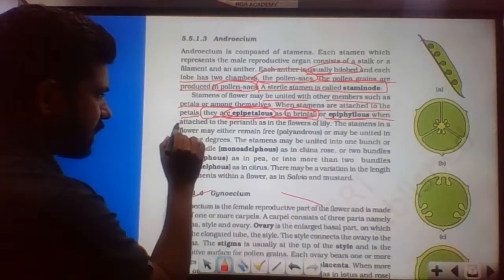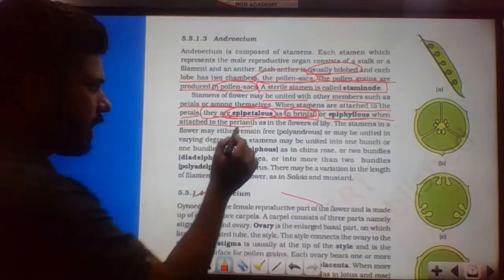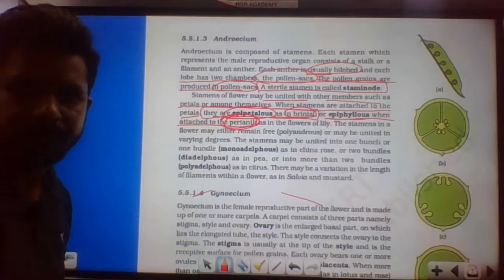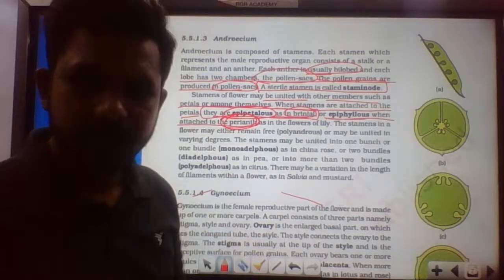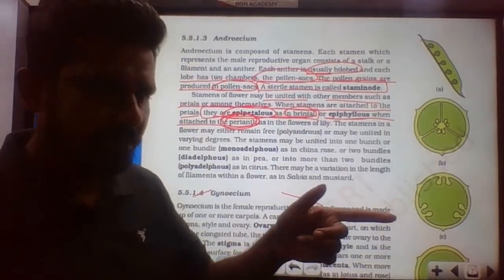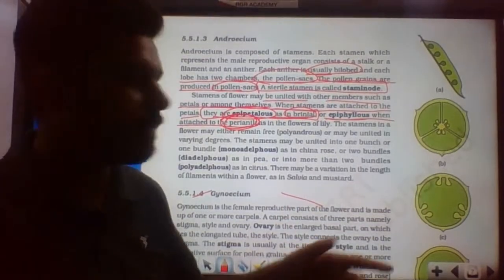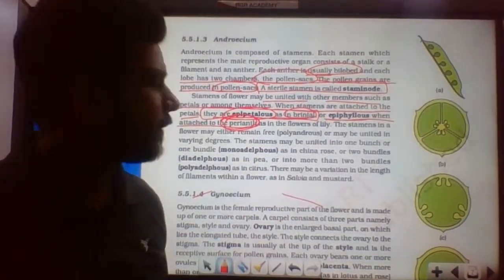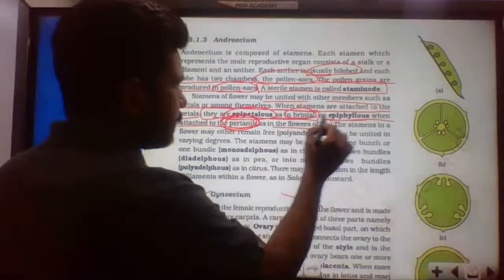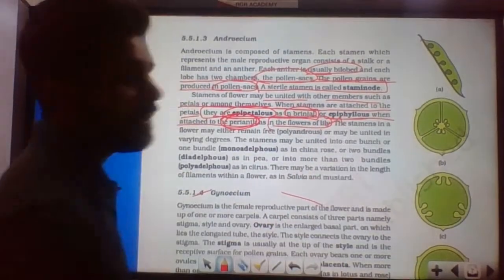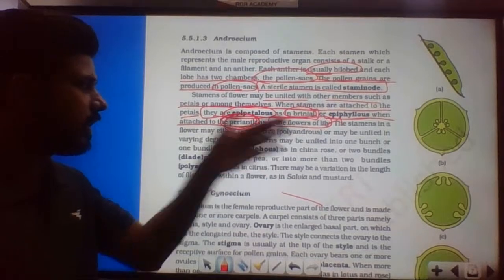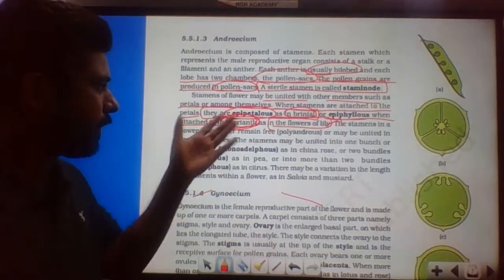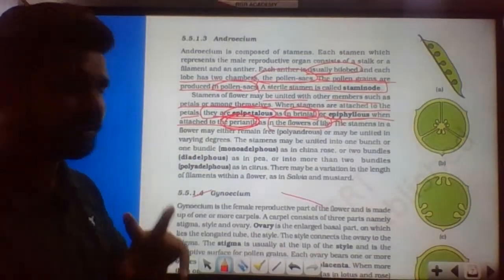Epiphyllous is when stamens are attached to the perianth. Here, what did we see about the perianth earlier? When there is no distinction between sepals and petals, we call it the perianth, right? So the perianth of lily. Epiphyllous as seen in lily. Epipetalous is seen in brinjal. So it is a very important one.